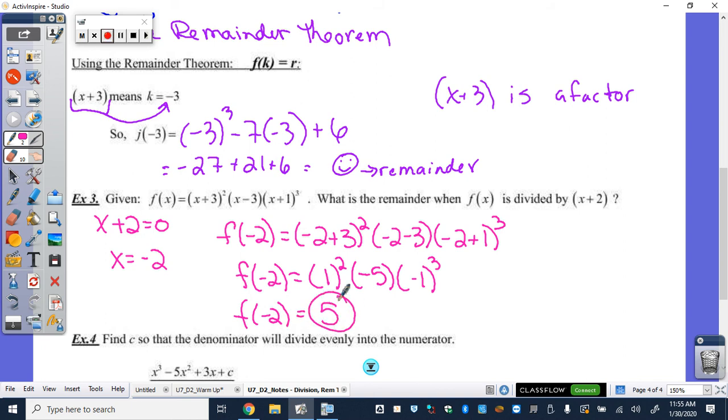So again, we could do that because all they want is the remainder. They didn't care about any other part of the answer. All they wanted to know is what is our remainder. Our remainder here is a 5. So that's our quick little shortcut just to get to that part.